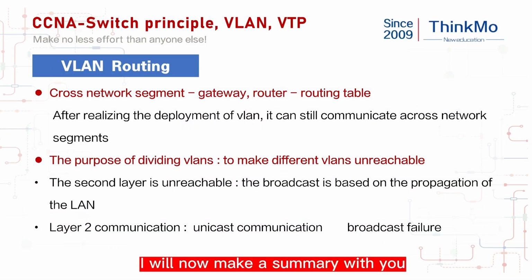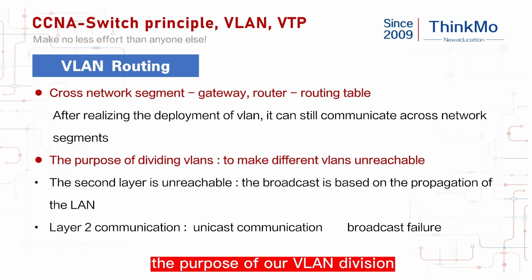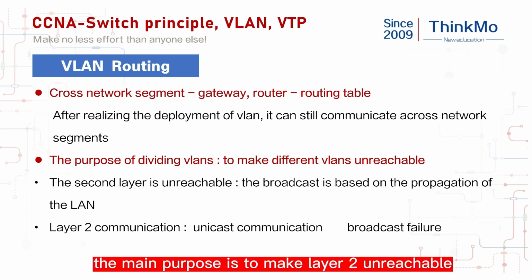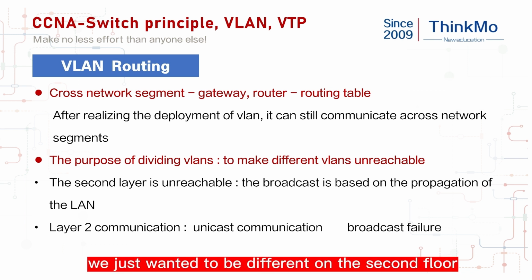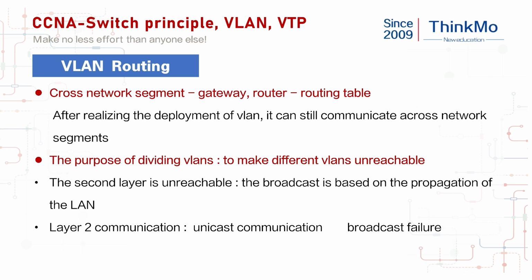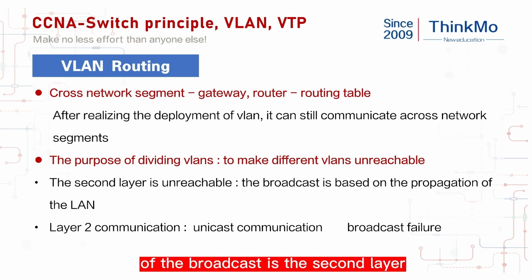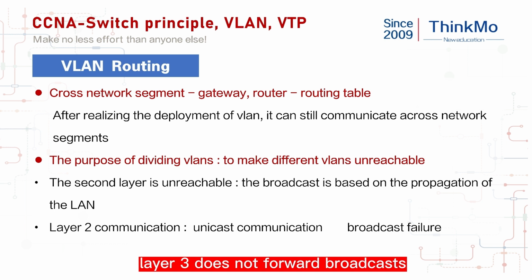Okay. I will now make a summary with you. The purpose of our VLAN division is not to block their flow. Actually, the main purpose is to make layer 2 unreachable between different VLANs. We just want it to be different at the second layer, because the overall transmission method of the broadcast is the second layer. Layer 3 does not forward broadcasts.